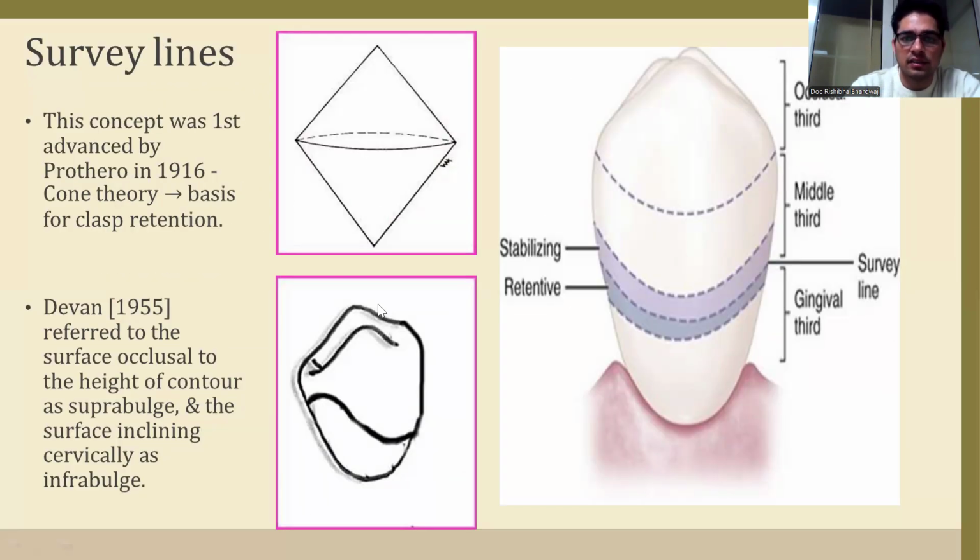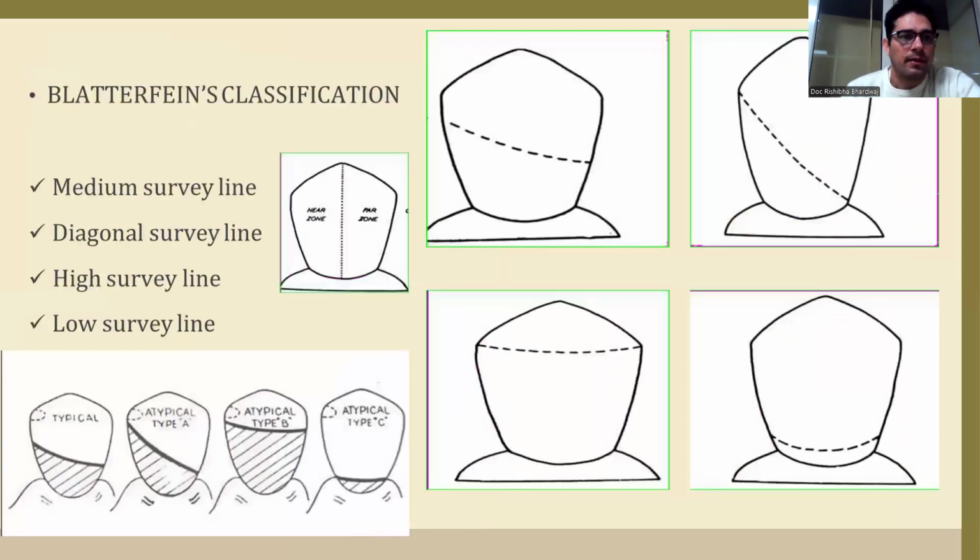These are the survey lines. As we can see where my cursor is, the area above these survey lines is the suprabulge and the area below these survey lines is the infrabulge. Blatterfin classified these survey lines as the medium survey line, diagonal survey line, high survey line, and low survey line, depending on the height of contour of the tooth, whether the most prominent part of the tooth lies very high near the occlusal surface, or very near the gingiva. According to that, Blatterfin classified them as medium, diagonal, high, and low survey lines.